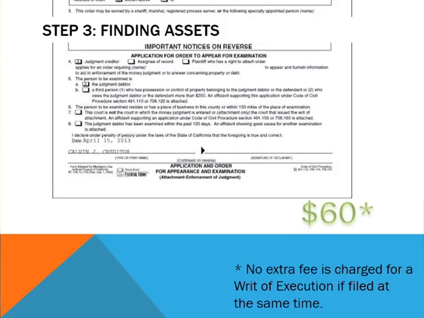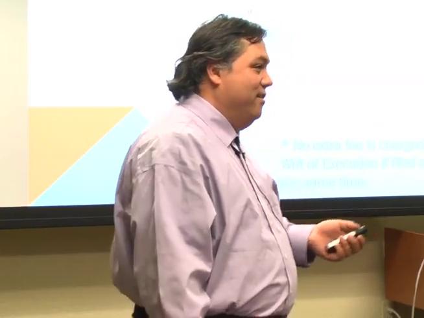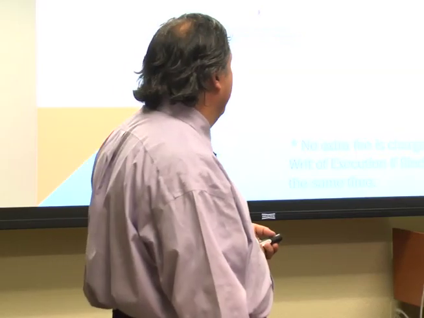The cost to do an order of examination when you file it with the court is $60, but as a free bonus, you can also get a writ of execution at the same time thrown in for free. Which is kind of nice, because if you do that, by the time you go to your examination, you'll have a writ of execution right away, which you can then immediately run and seek to collect.